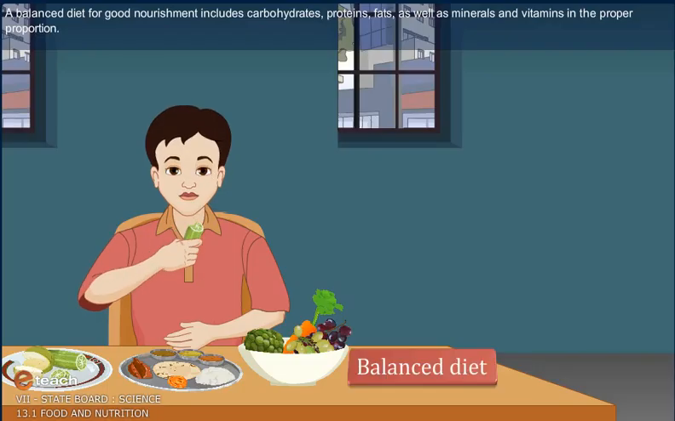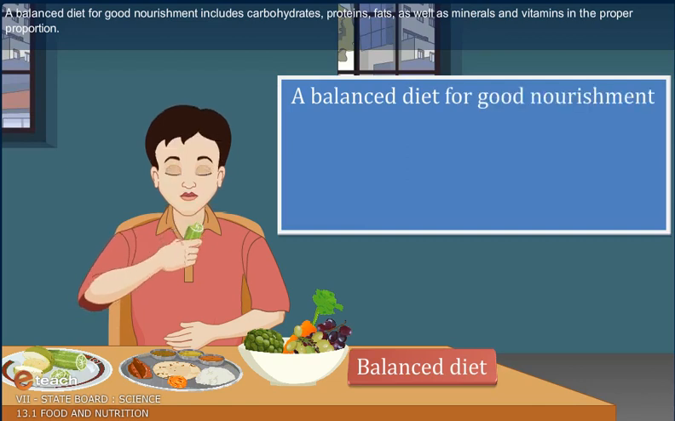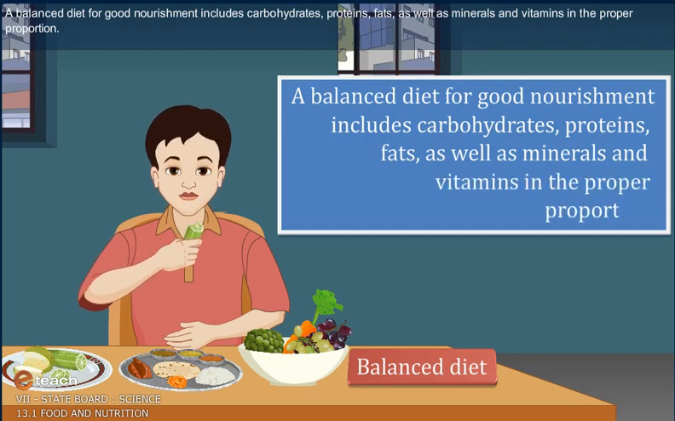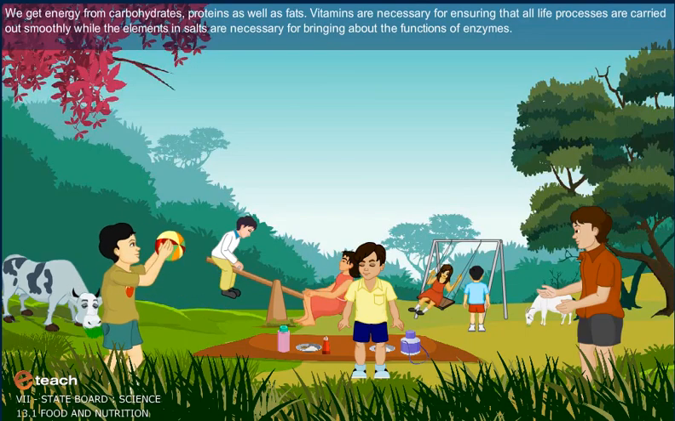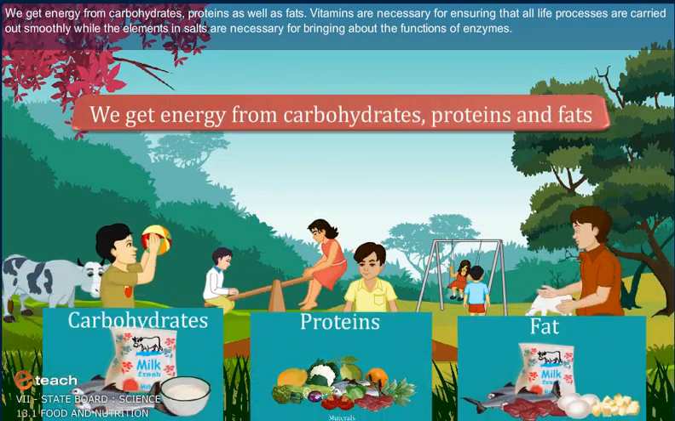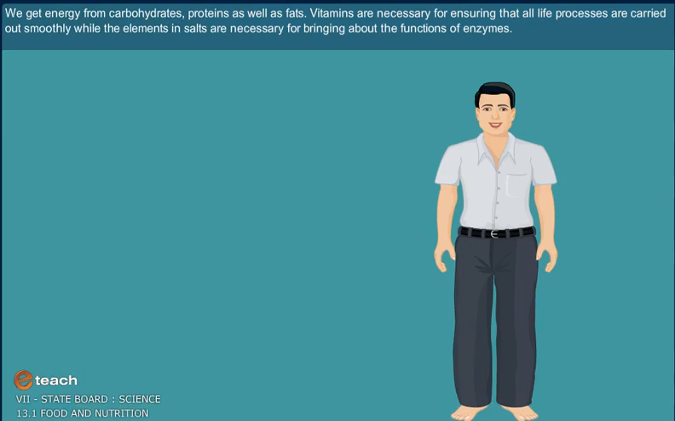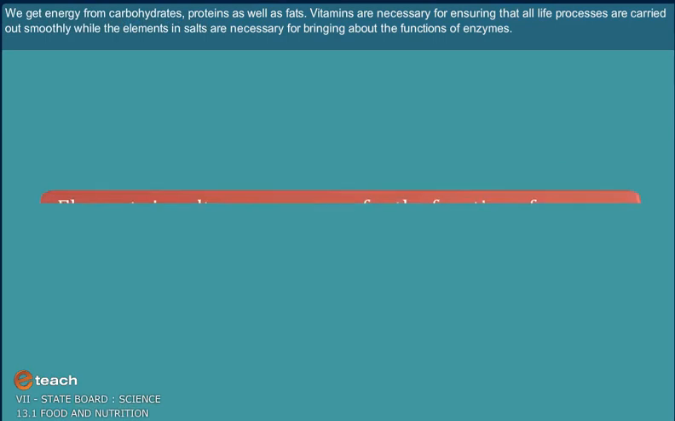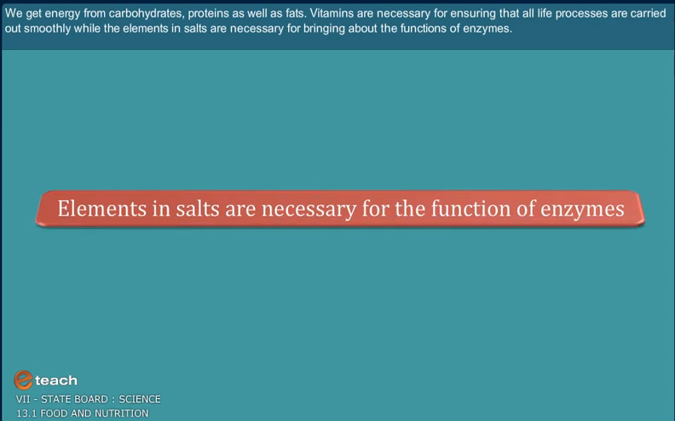A balanced diet for good nourishment includes carbohydrates, proteins, fats, as well as minerals and vitamins in the proper proportion. We get energy from carbohydrates, proteins, as well as fats. Vitamins are necessary for ensuring that all life processes are carried out smoothly, while the elements in salts are necessary for bringing about the functions of enzymes.